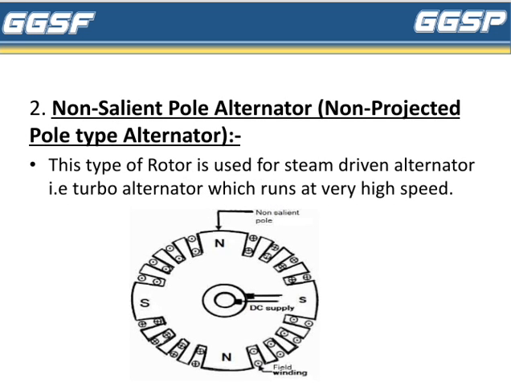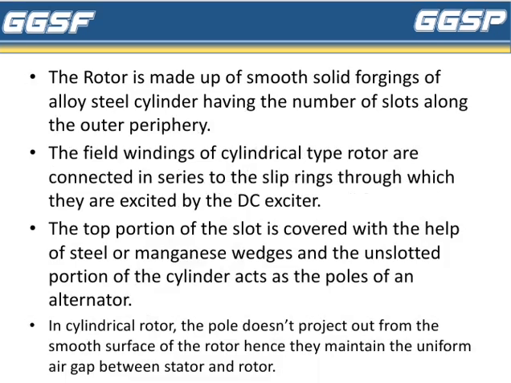Now the second type is non-salient pole alternator, that is non-projected pole type alternator. This type of rotor is used for steam driven alternators, that is turbo alternators, which turn at very high speed. This is the image for the non-salient pole alternator. The rotor is made up of smooth solid forgings of alloy steel cylinder having a number of slots along the outer periphery. The field windings of the cylindrical type rotor are connected in series to the slip rings through which they are excited by the DC exciter.